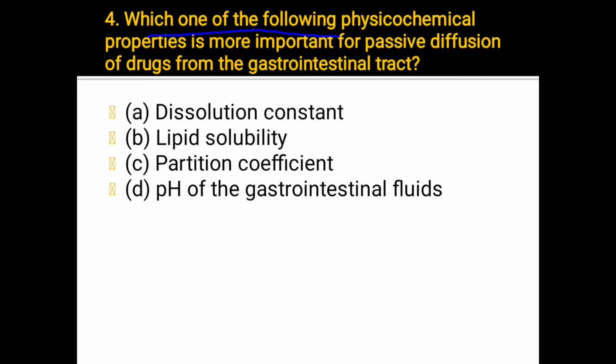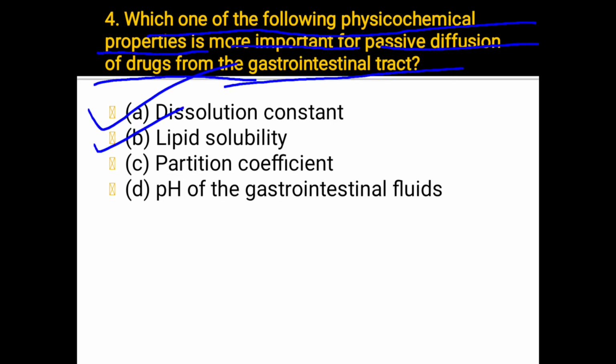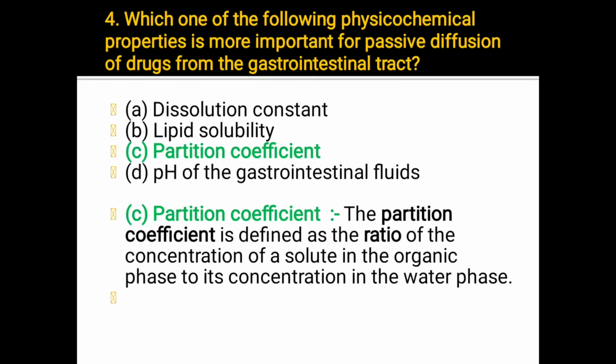Which one of the following physicochemical properties is more important for passive diffusion of drugs from the gastrointestinal tract? A. Dissolution constant, B. Lipid solubility, C. Partition coefficient, or D. pH of the gastrointestinal fluid. Which one answer? The answer is C.